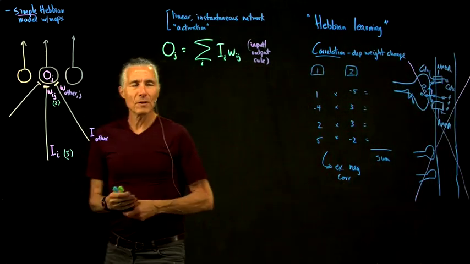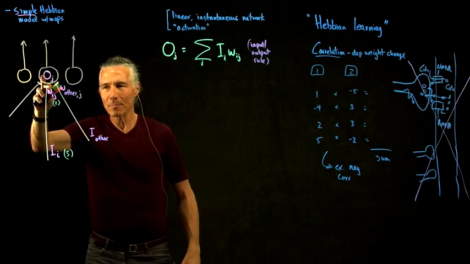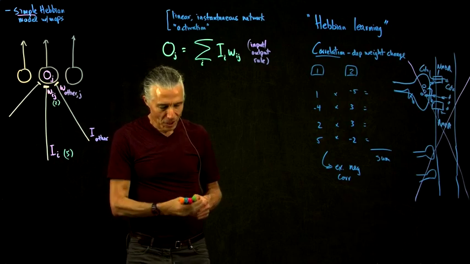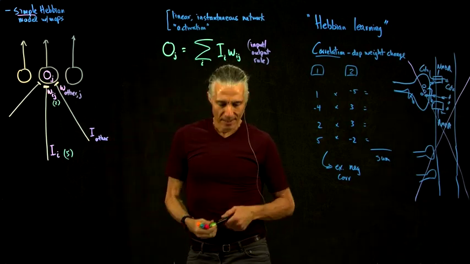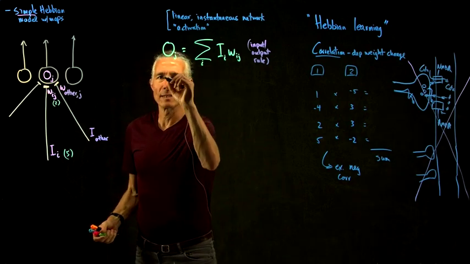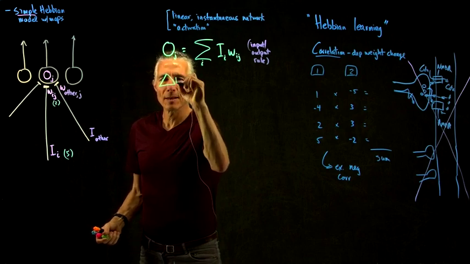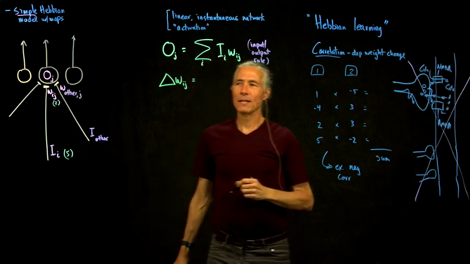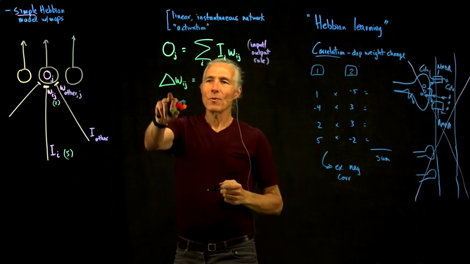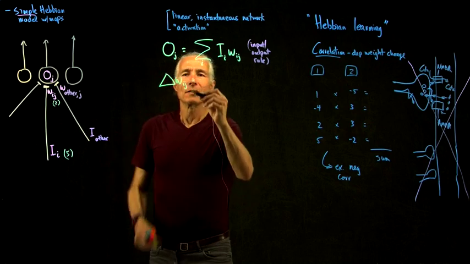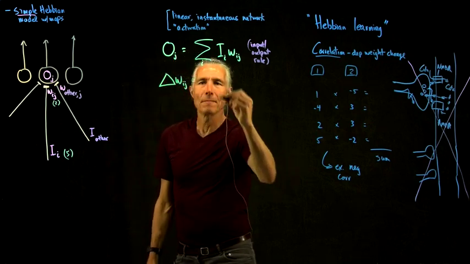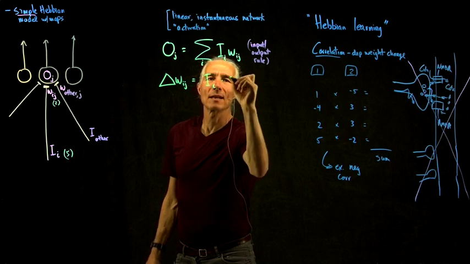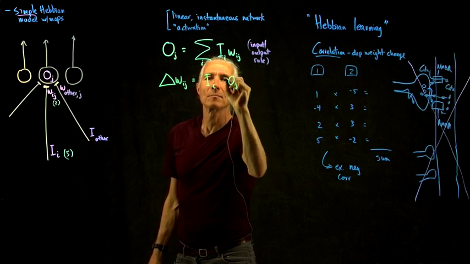Okay, so now we know how these units operate. Now we have to say, how do the weights change? The way the weights change is the second part, which is the update rule for the weights. And this is a Hebbian update rule. It says the way that you change the weight is basically just to multiply the input times the output. Input times output.